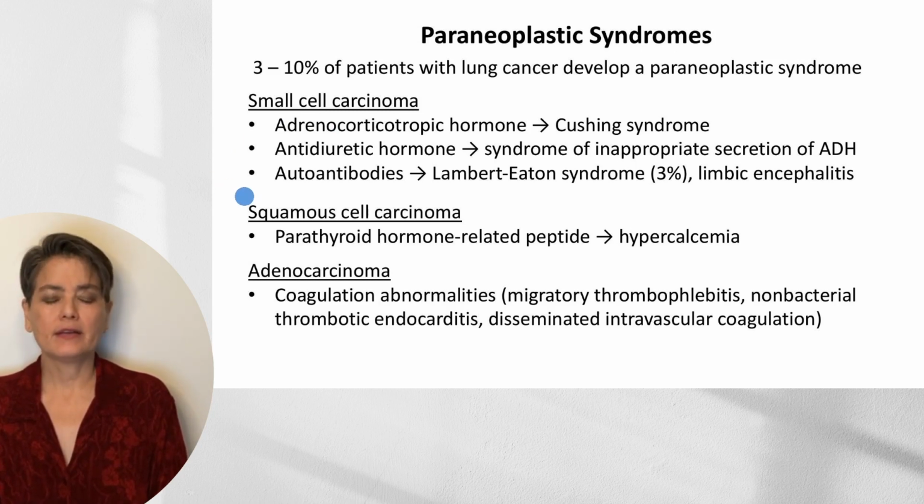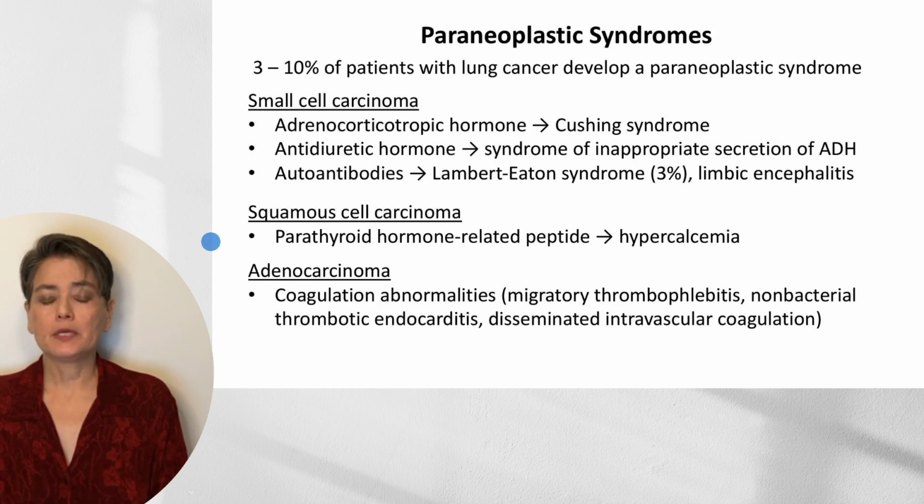But another finding, which is quite unusual, is that we can get the formation of autoantibodies. This can lead to Lambert-Eaton syndrome, which we see in about 3% of patients with small cell carcinoma of the lung. In this, we get autoantibodies to the voltage-gated calcium channels, so this is going to cause weakness in patients. And then limbic encephalitis is due to autoantibodies that result in swelling in the limbic structures of the brain.